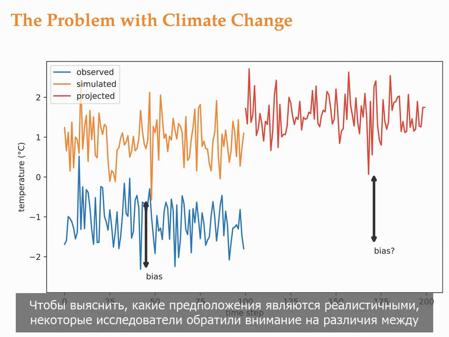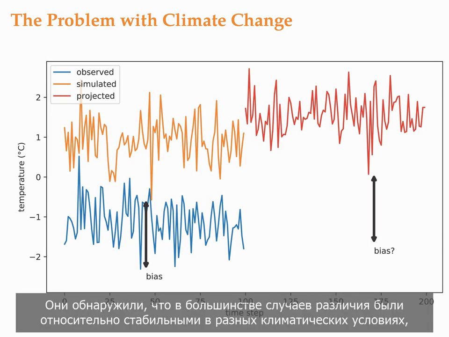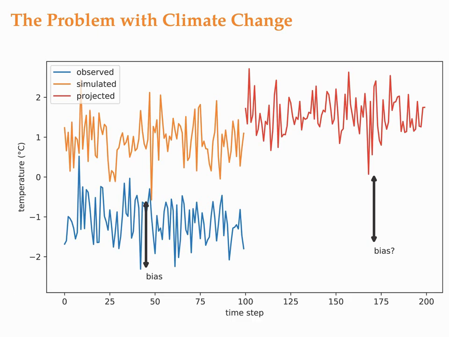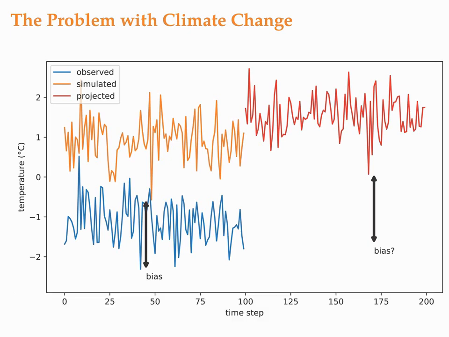To find out which assumptions are realistic, some researchers have looked into differences between climate projections made with different climate models and how these differences change with climate change. They found that in most cases the differences were relatively stable across different climate conditions, which implies that in most cases it is realistic to assume that climate model biases remain approximately constant under climate change.